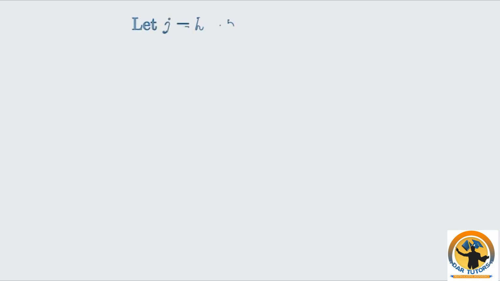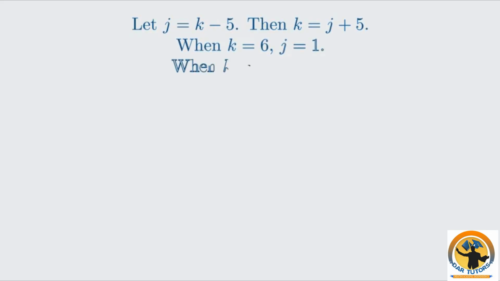Let's define a new index, j, as k minus 5. This means that when k is 6, j is 1. When k is 12, j is 7. And k is equal to j plus 5. Now we substitute j into our original expression.